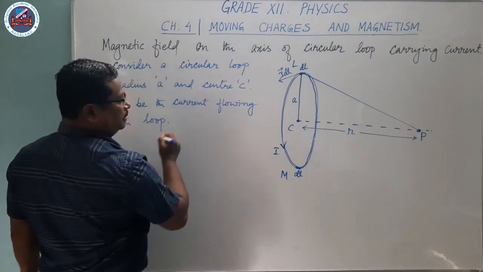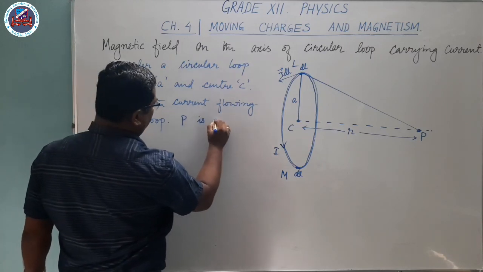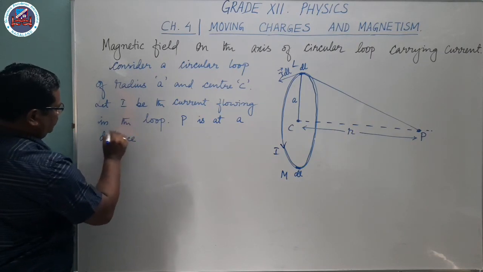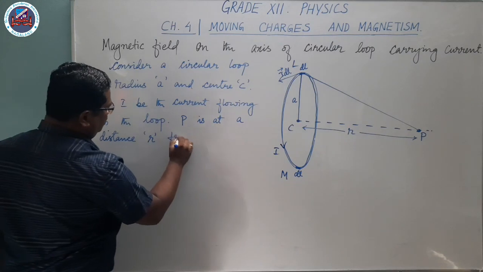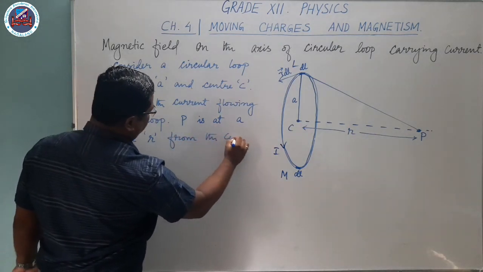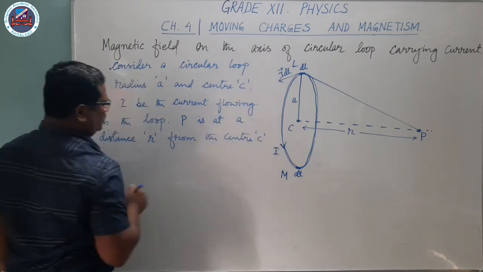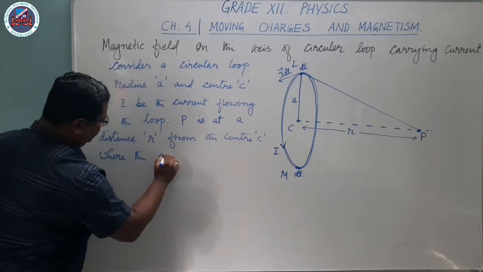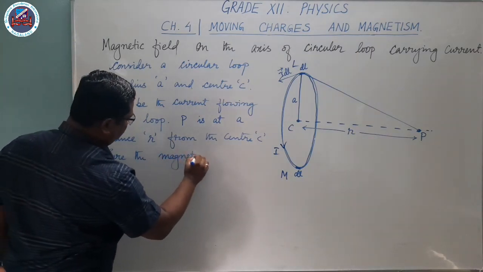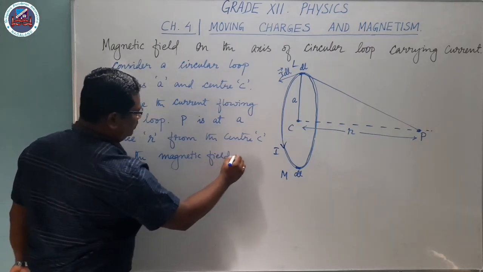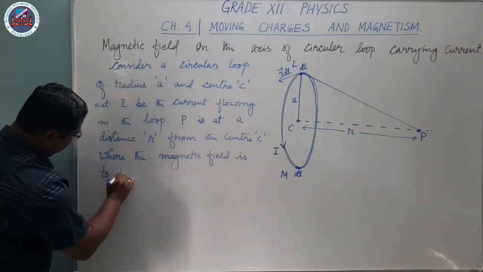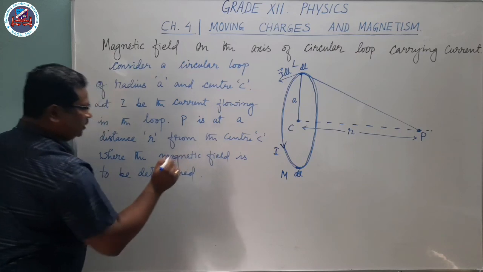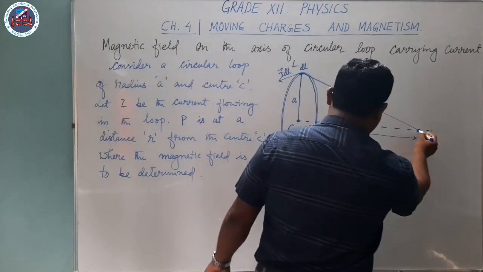Then P is at a distance r from the center C, where the magnetic field is to be determined. At this point P, we are going to find out the magnetic field.